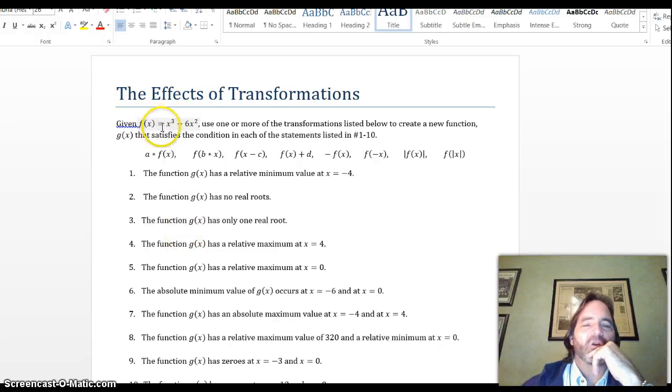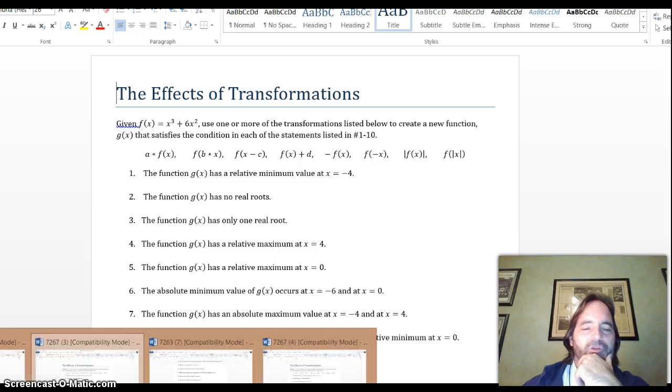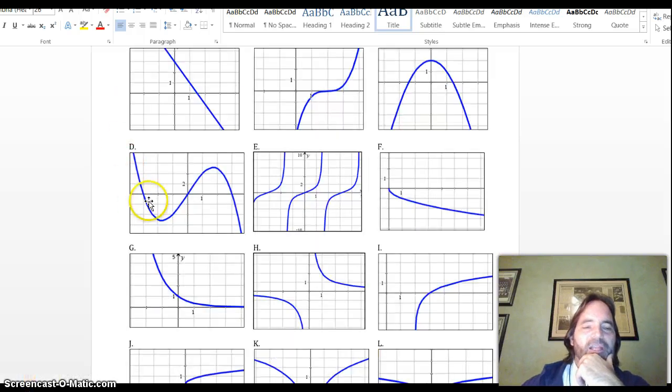We got this function here. You're going to put in your graphing calculator x cubed plus 6x squared. It's going to be a cubic function that's going to kind of go up, down, and up. It's going to look very similar to this, but just flipped over. This is a negative cubic function. So we're going to have the up, down, and back up.